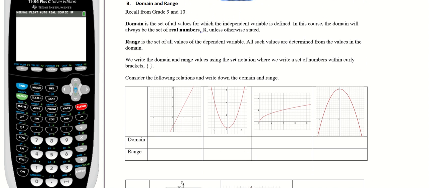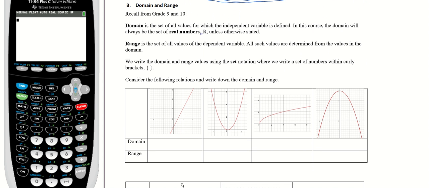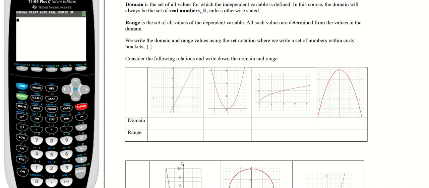So the second part of this video is about domain and range. So you did do some domain and range in grades 9 and 10. So remember that domain is the set of all values for which the independent variable is defined, which is typically x. Typically, the domain is always going to be all real numbers unless there are some restrictions. The range is the set of all values for the dependent variable, which is commonly y. So we use set notation for domain and range, and we'll look at some examples here. We won't do all 7 of these examples, but we'll do a couple.